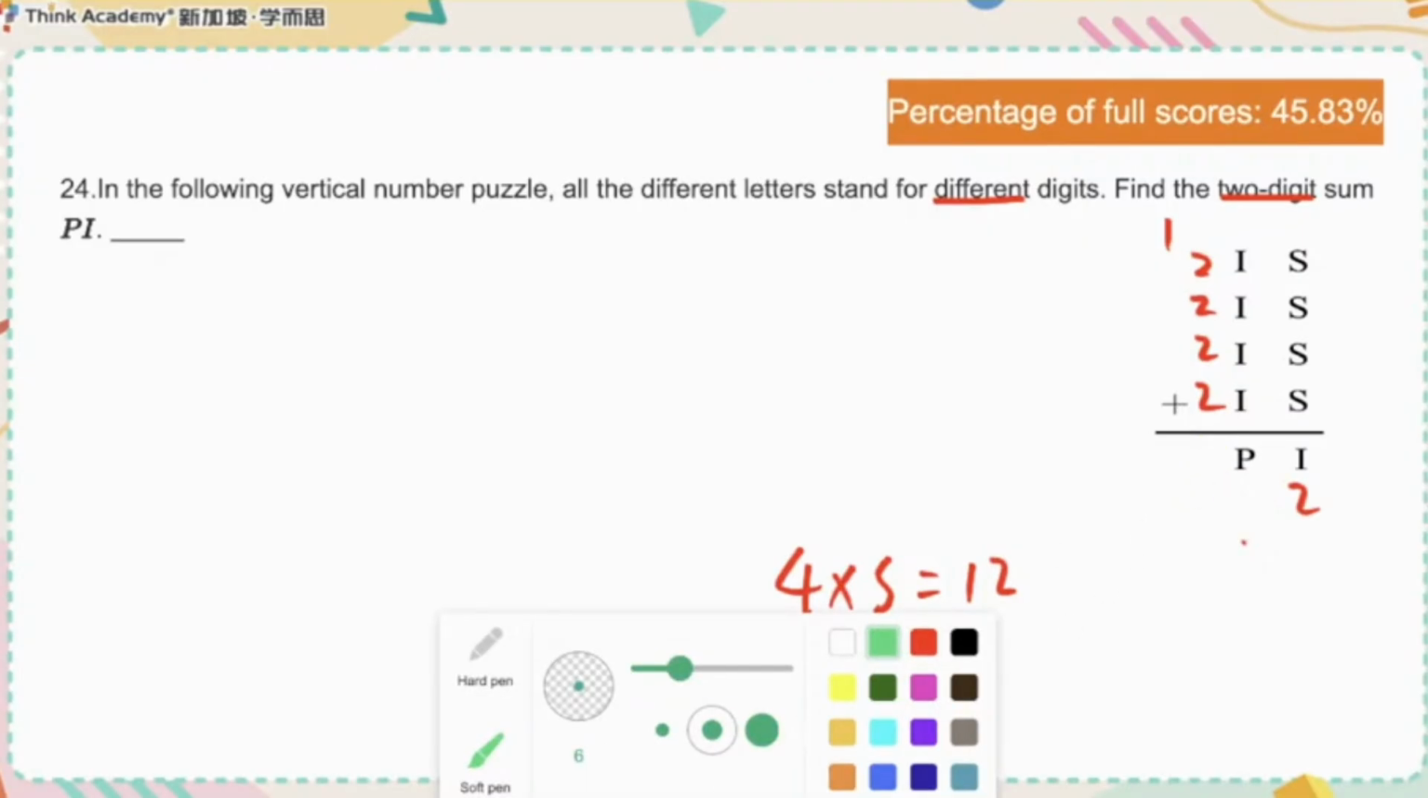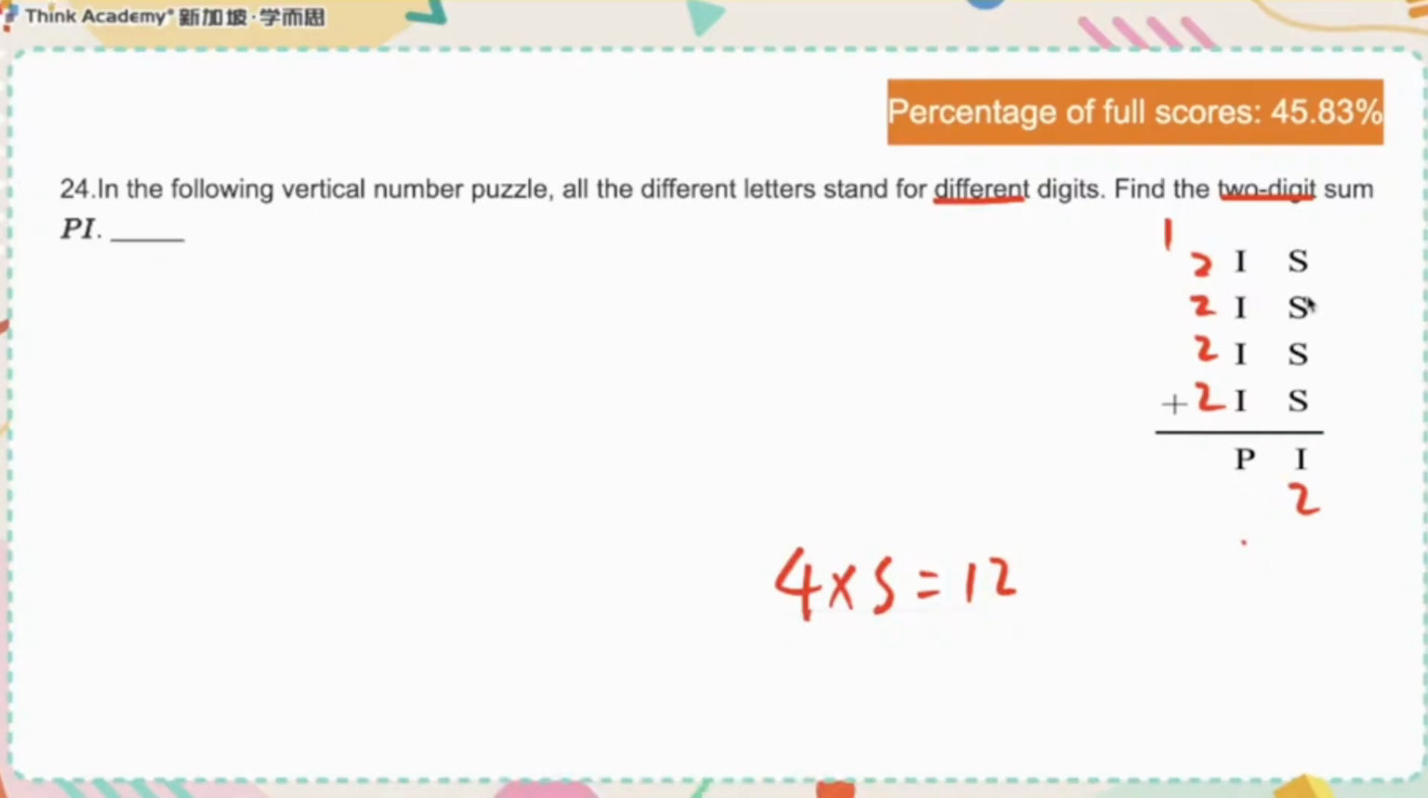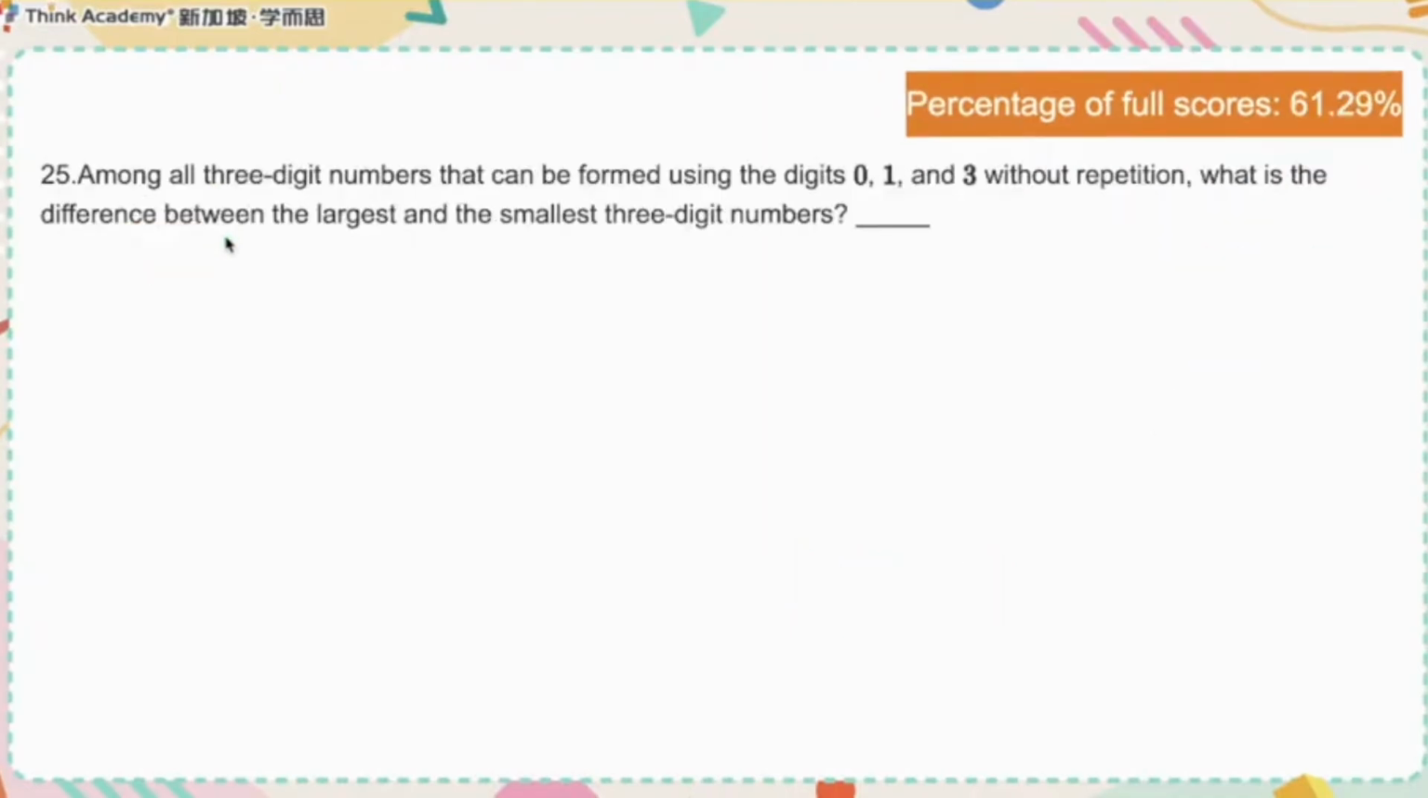It means the 4 S's equals 12. There is a carryover. Okay, so everyone, this time we can take a look. The 4 S's equals 12. So S equals how many? Type in your chat box. Yeah, that will be 3, right? 3, 3, 3, 3. So this time P is how many? 9. So the PI is 92. Good job, everyone.